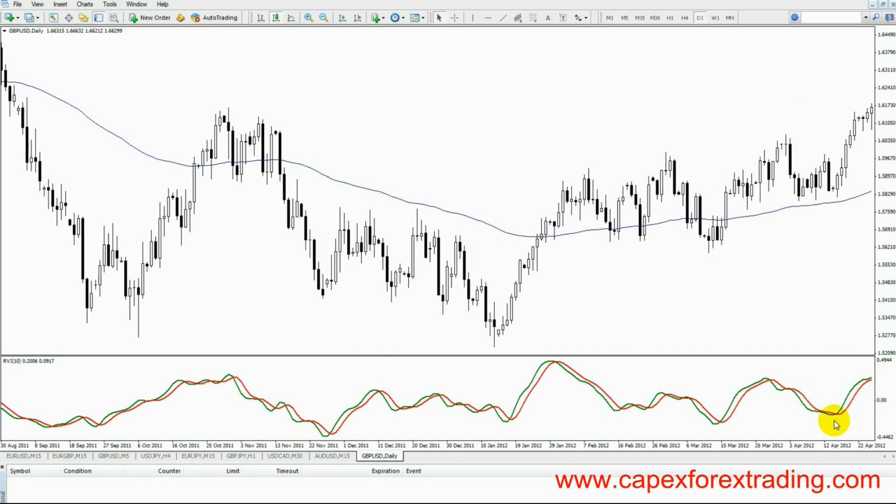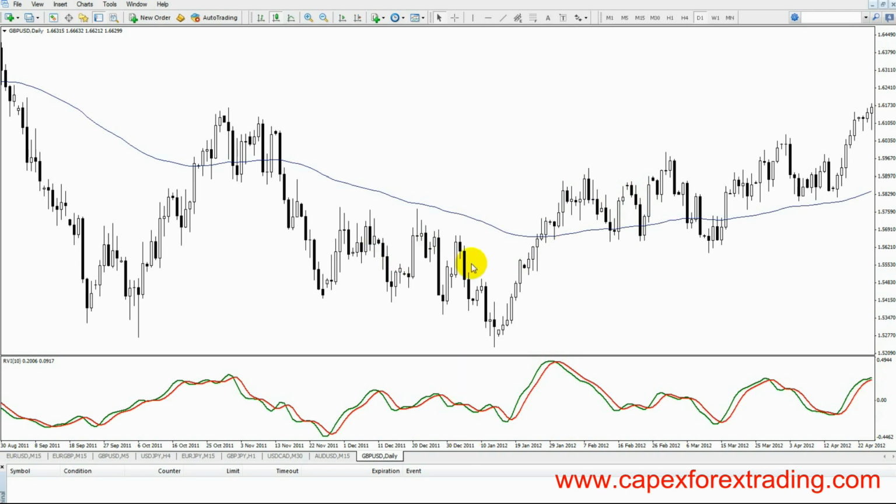Now, one thing you need to bear in mind with the RVI indicator is that we're not using the values in the vertical scale here. So we've got a lower value there and a higher value there. We're not actually concerned with the value that they actually represent. We're only concerned with these crossovers and what it means in relation to our chart.